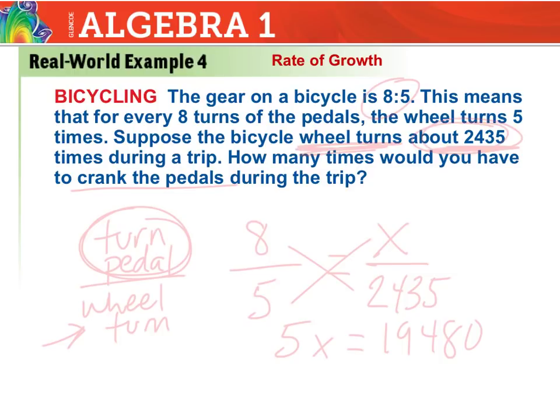Divide by 5, divide by 5, and we get 3,896. So in other words, we would have to crank the pedals 3,896 times for our wheels to turn 2,435. That was awesome. Let's do another one of those.